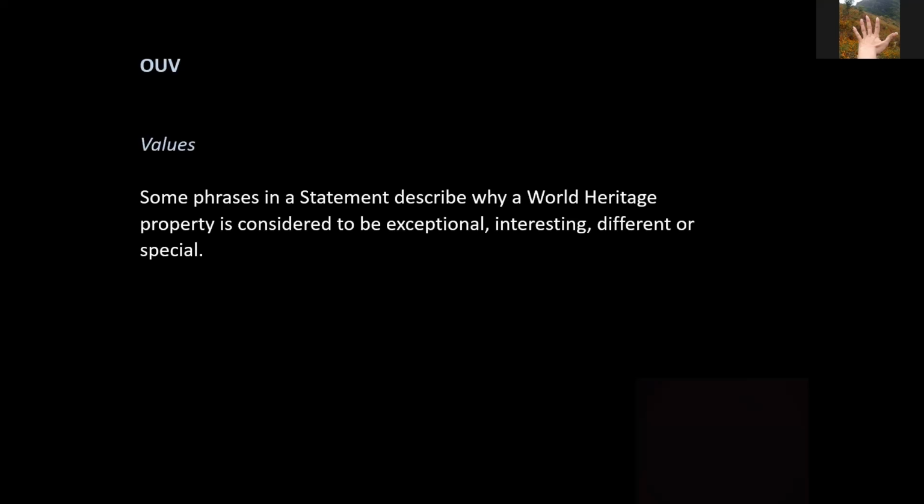World Heritage is selected within 10 criteria, of which 6 are relevant for cultural heritage. The OUV statement has some description as to why a World Heritage property is considered exceptional, different, or special. These criteria can include a wide range of heritage typologies, such as cultural landscapes, ecosystems, architectural complexes, human settlements, archaeological sites, industrial heritage, sacred places, heritage routes, and many others.